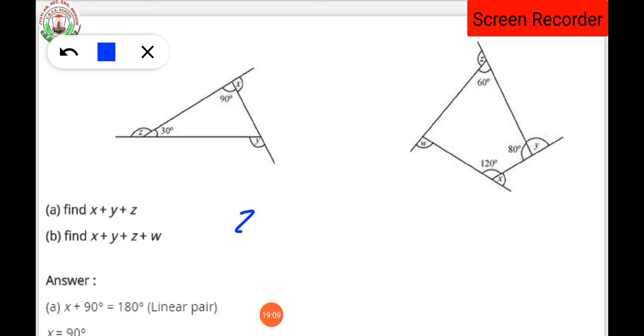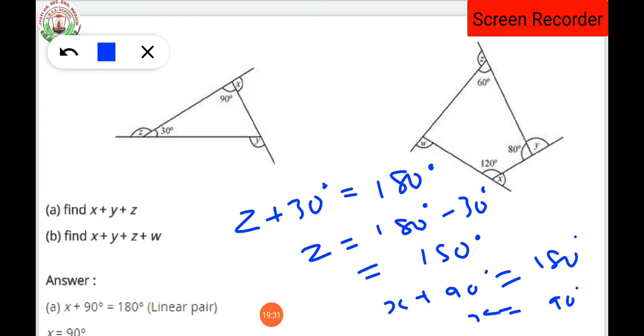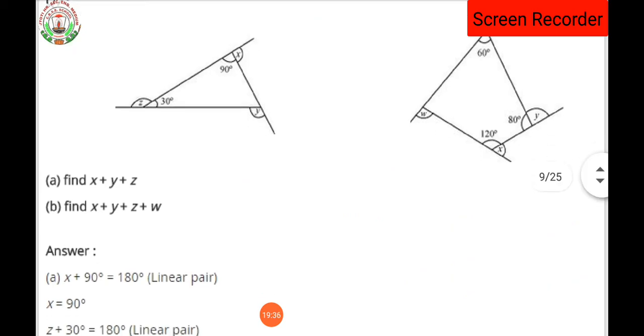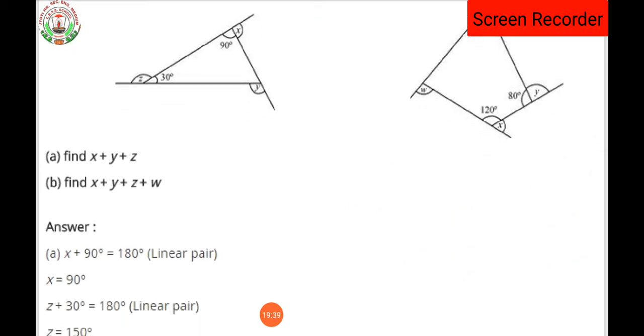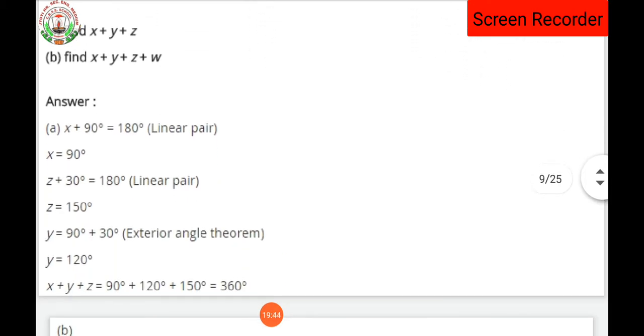So here z plus 30 is equal to 180 degrees. So z is equal to 180 degrees minus 30 degrees. So that will be 150 degrees. In the same way, x plus 90 is equal to 180 degrees. So x is equal to 90 degrees. Now, after finding the values of x and z, we can easily find the value of y. Now look at how to find the value of y.